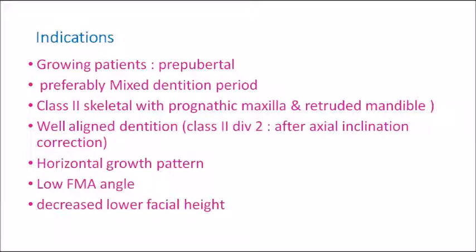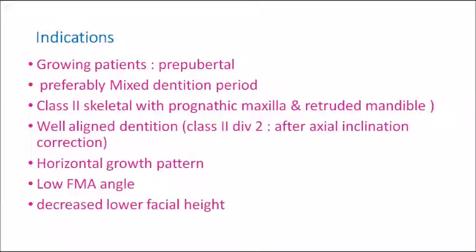Now, the third important category is that class 2 skeletal persons with prognathic maxilla and retruded mandible are very ideal candidates for myofunctional appliances. Another requirement before giving a myofunctional appliance is that the dentition should be well aligned. If there is an improper inclination, axial correction, if required, should be done before giving a myofunctional appliance. Especially in cases of class 2 division 2 malocclusions, first we will go for the correction of the axial inclination of your central incisors and lateral incisors. Then only you will give a myofunctional appliance.